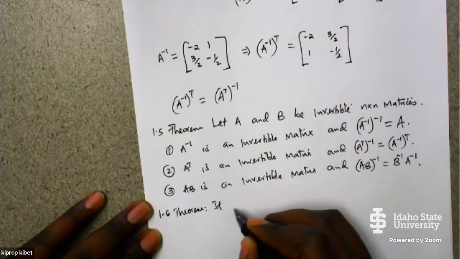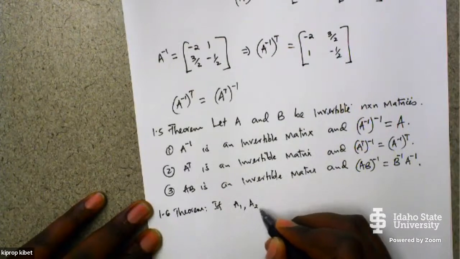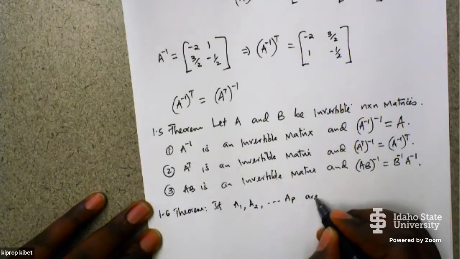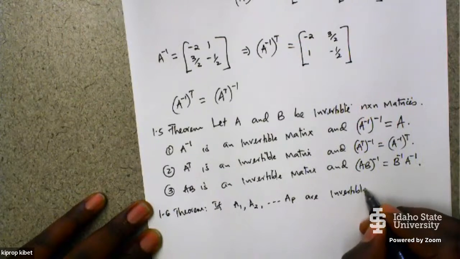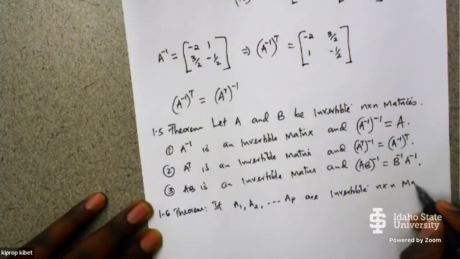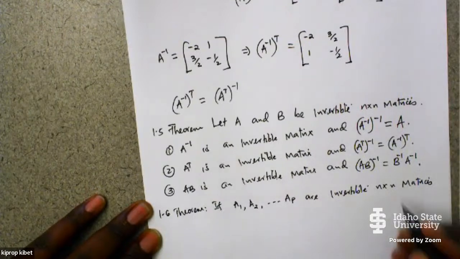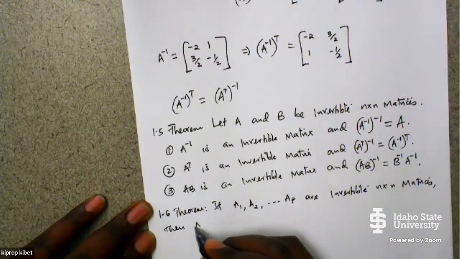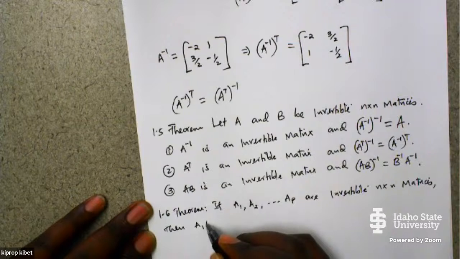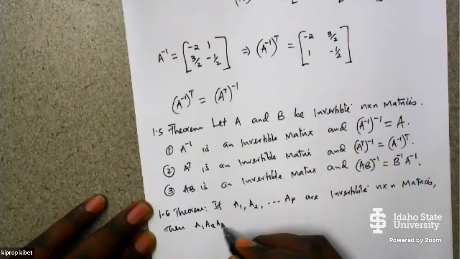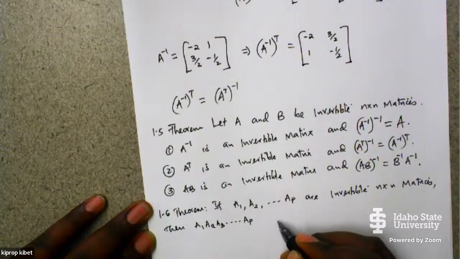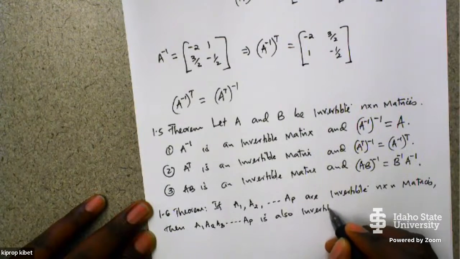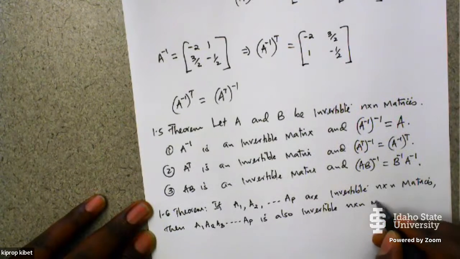If A1, A2, all the way to AP are invertible n by n matrices, then the product of A1 multiplied by A2 multiplied by A3 all the way to AP is also an invertible n by n matrix.